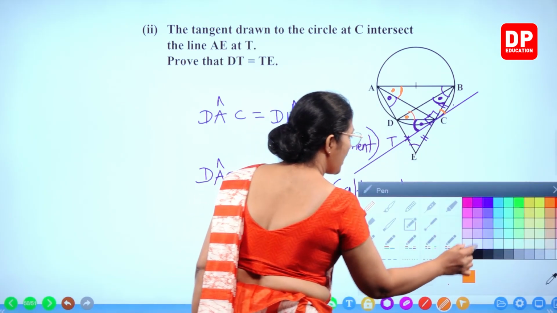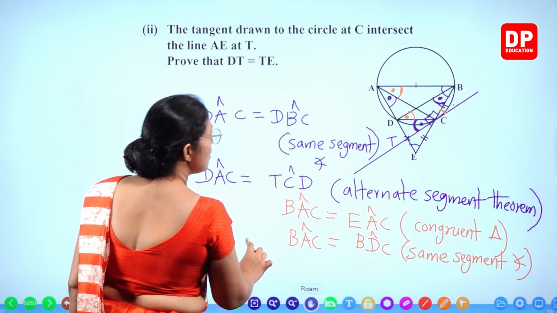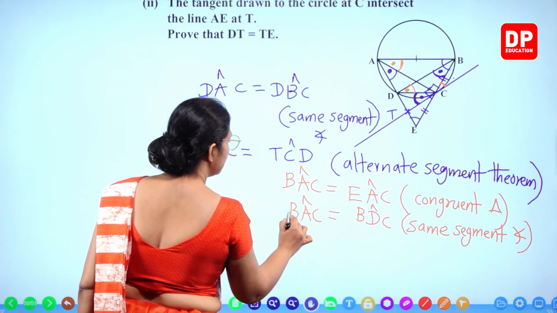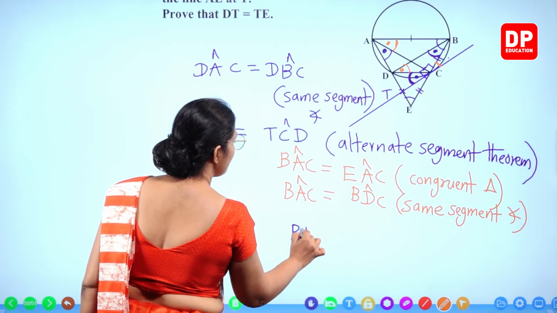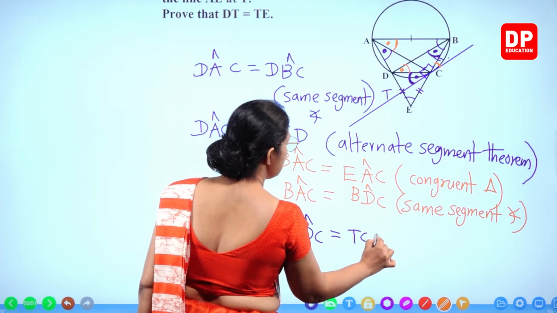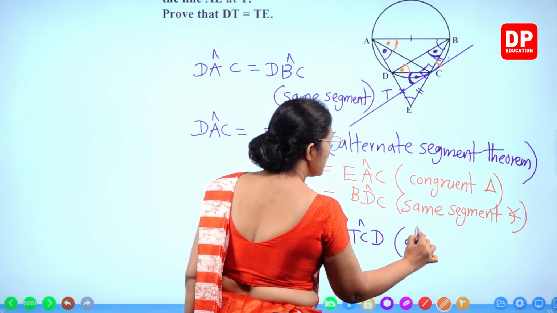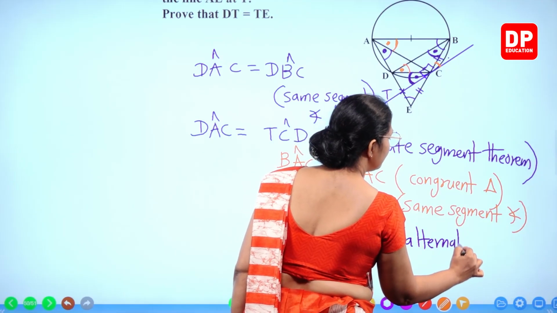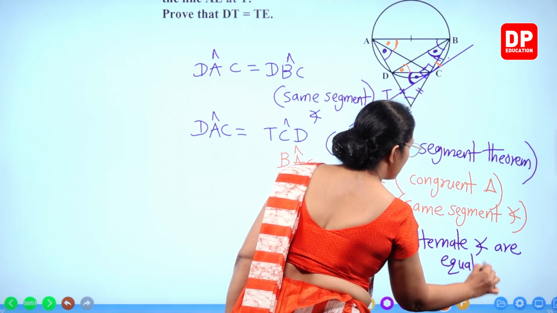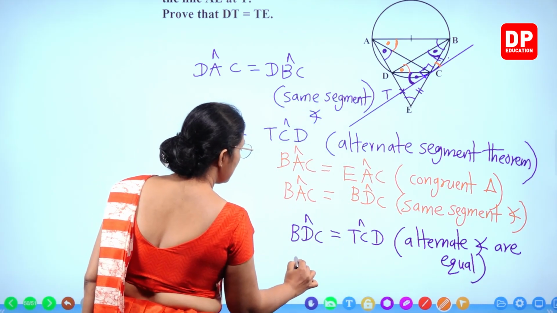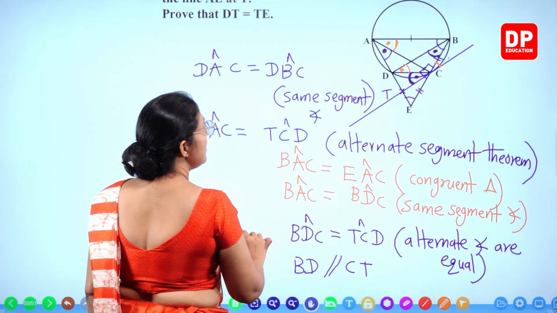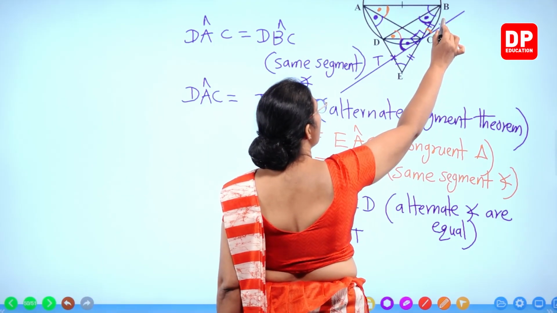Now we can write down. From these two, we can see that these two are equal. Angle BDC is the same as angle TCD. Then alternate angles are equal. That means line BD is parallel to line CT. Then what can you say? These two are parallel lines.